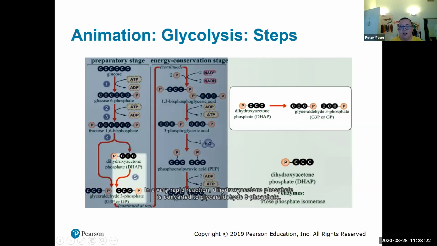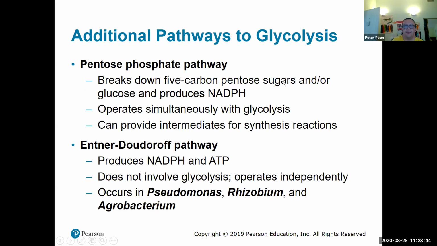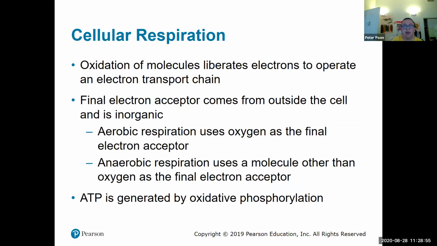You don't need to know this. All right, so you do have to know this. The net gain is 2 molecules of ATP plus 2 molecules of NADH. So this equation is what I'm asking you guys to know. What goes in and what comes out, right? So here's the arrow. Don't worry about the other alternative pathways, we're skipping that. Okay, the next step is cellular respiration.